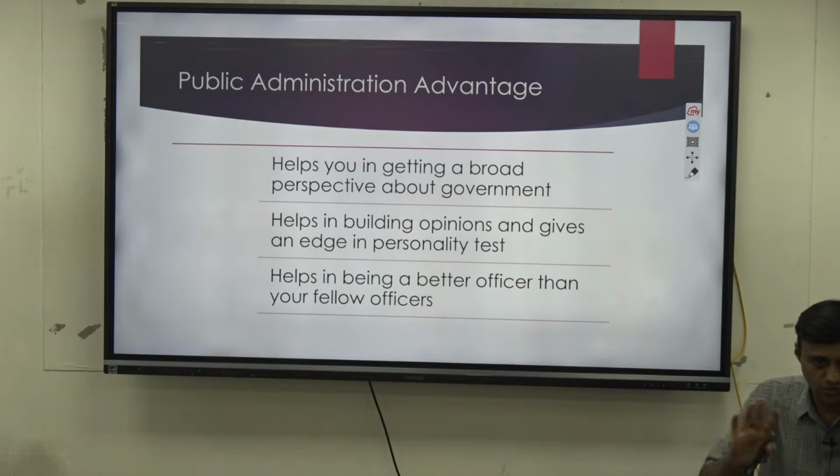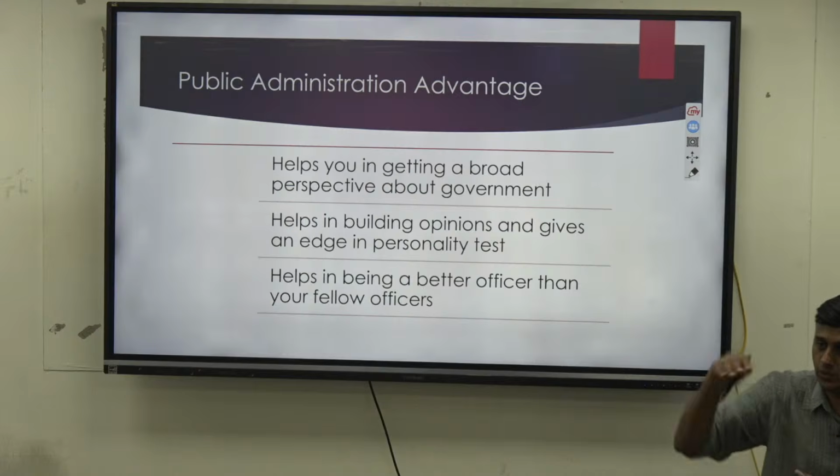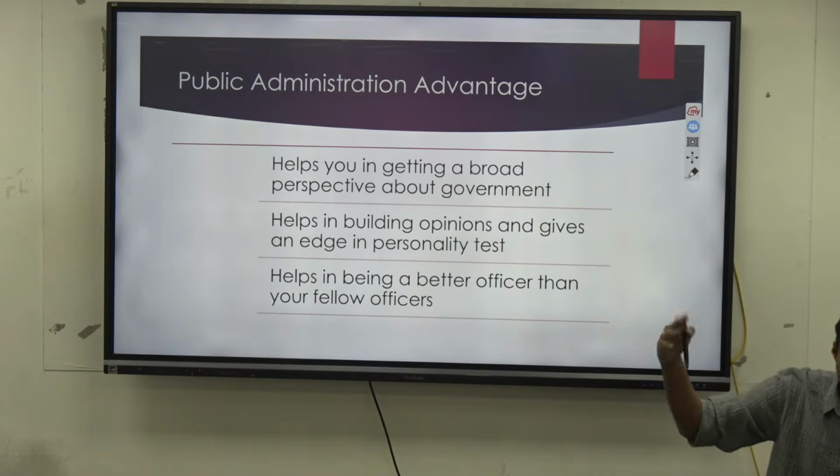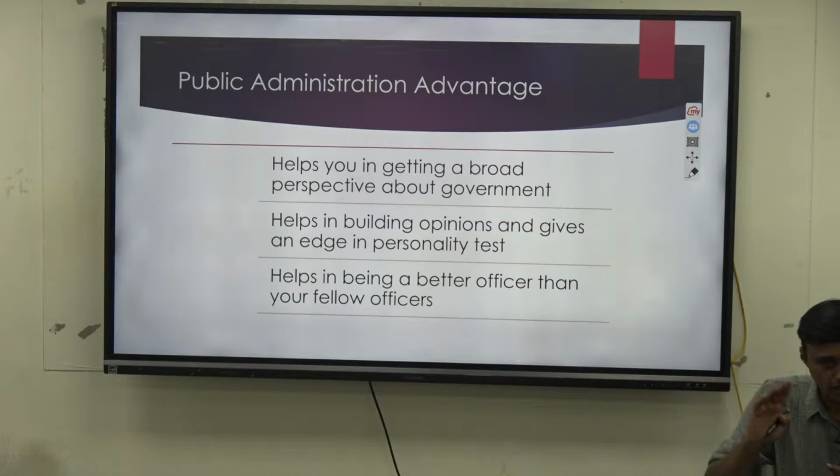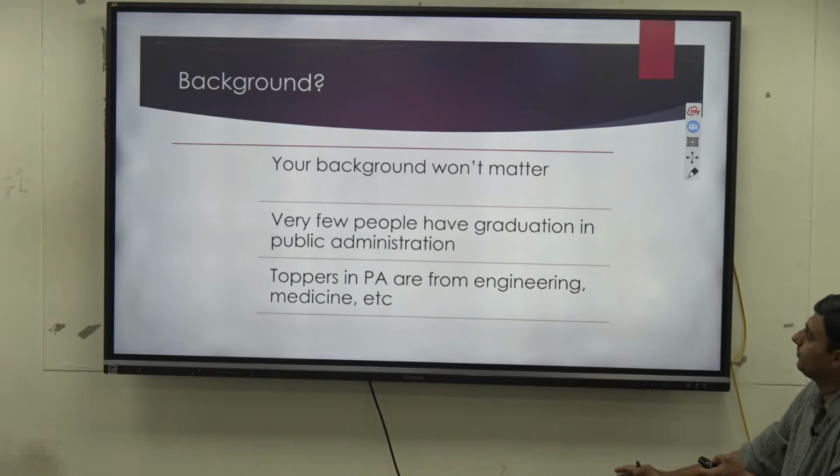After getting into service, I will become a better officer. Who cares? We are not talking about that here. Who will take care of that? LBSNAA will take care of that, NPA will take care of that. That is not our concern. Our concern is how to get into LBSNAA. What will happen in LBSNAA is not our concern. Correct? So think only till there.